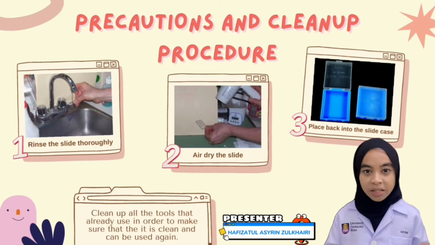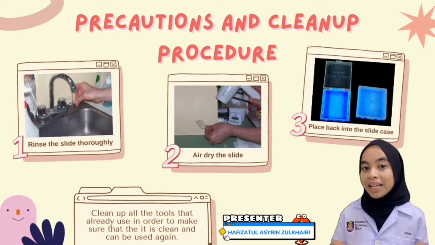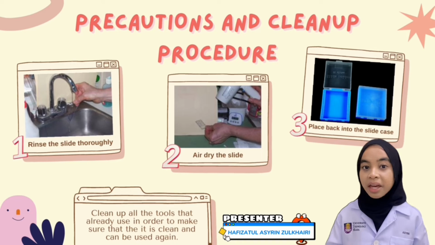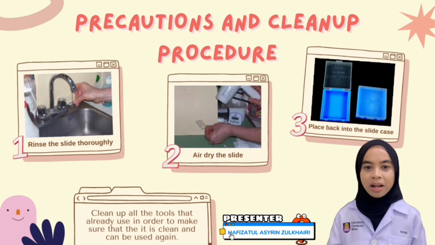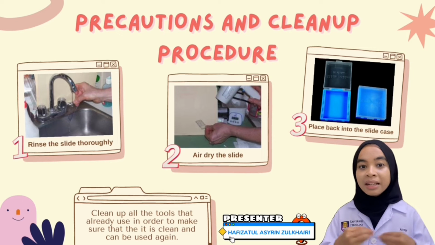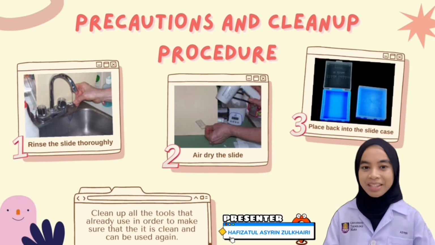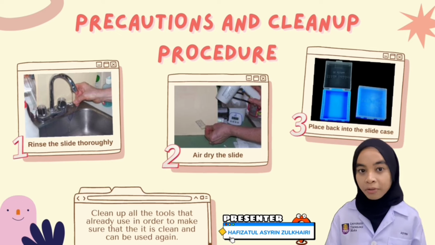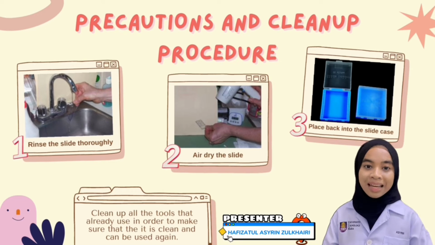Similar to the other experiment, when we are conducting an experiment, we need to make sure that all the precautions and safety measures are being implemented. Right after an experiment is finished, it is important to clean up all the tools that have been used in order to make sure that the lab is clean and can be used again. Let's take an example of a procedure to clean the glass slide.